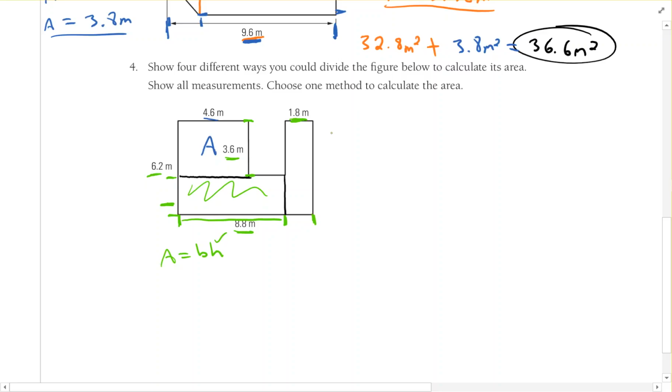And then finally, this last one is actually a little bit easier. If you know your base is 1.8, you can figure out your height from somewhere else in this picture. That height should be the exact same as this height, right? So it's the same distance there. So then it's just that times that. Once you get those 3 areas all figured out, add them all together. So go ahead and answer that question now.